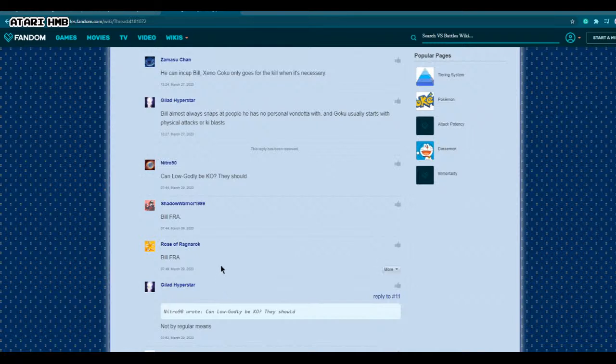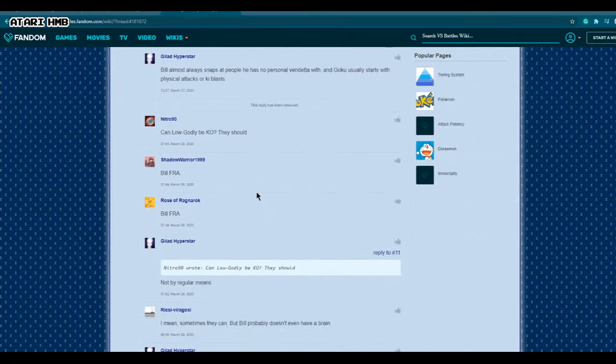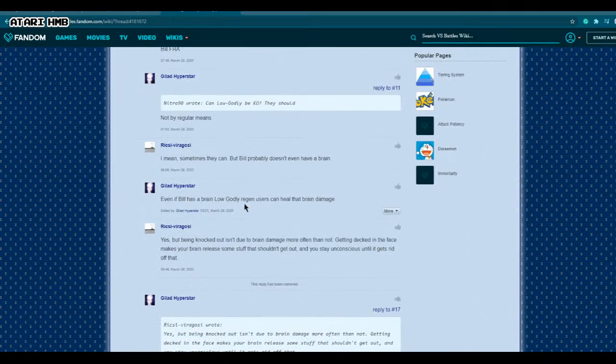He can incapacitate Bill. Xeno Goku only goes for the kill when it's necessary. Bill almost always snaps at people he has no personal vendetta with. Goku usually starts with physical attacks or Ki Blast. This is Xeno Goku though. So where are these arguments coming from?